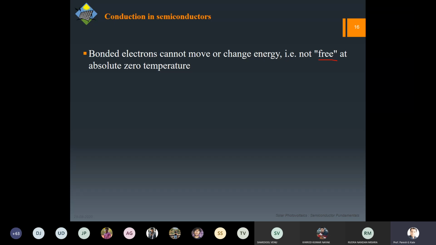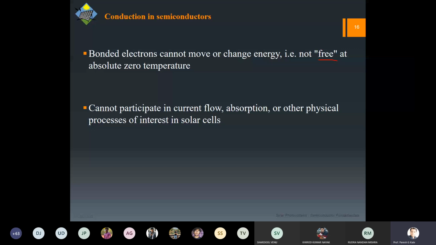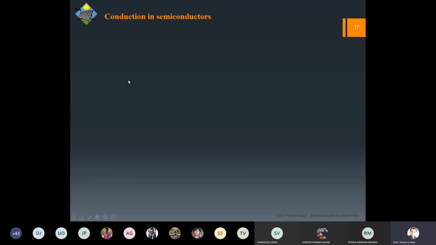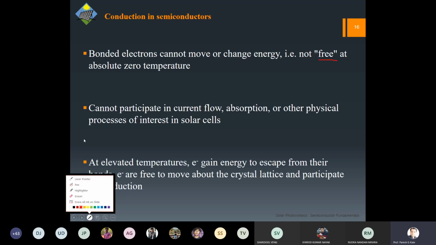Now the point is, when we say that they cannot move, we are defining it at absolute zero temperature, because it means that they do not have energy of their own to break the bond and become available. So that's why they cannot participate in current flow or absorption or whatever. But obviously, whenever you give energy in some form, it may be heat. So here we are talking about zero temperature.